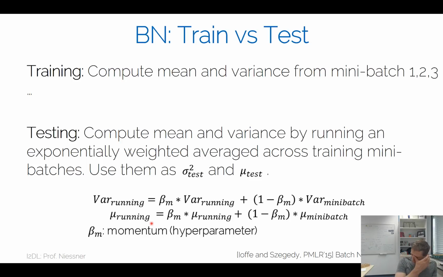And the way you do this is the same way you're computing the momentum in our favorite optimizers, right? For instance, like in Adam or so. It's just this exponentially weighted average that you're computing there. Okay.